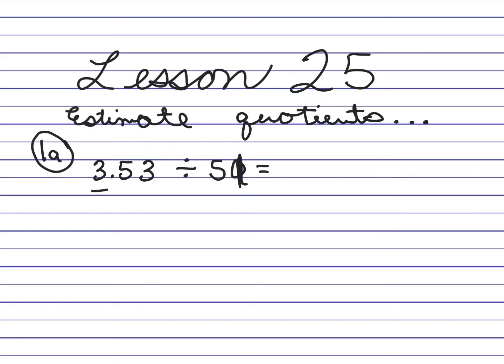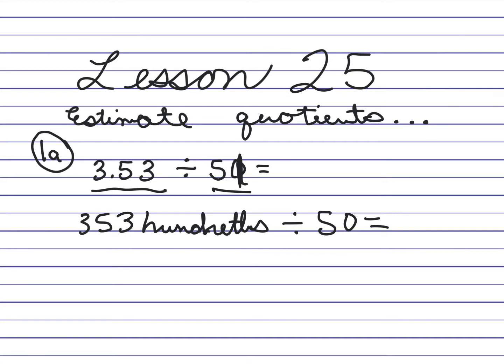Okay, so let's think about this number. You can put this in unit form. You can say you have 353 hundredths divided by, and let's round this number, 51 to 50, okay? So your answer would be, we can round this to 350 hundredths. So your answer would be about 7, okay? So remember, we're just estimating here.